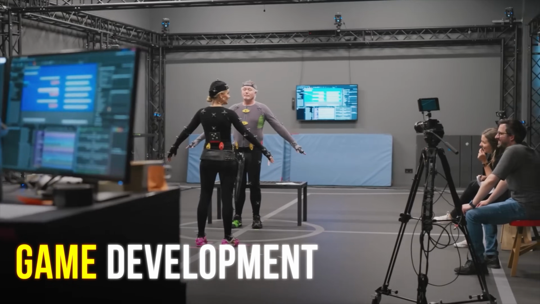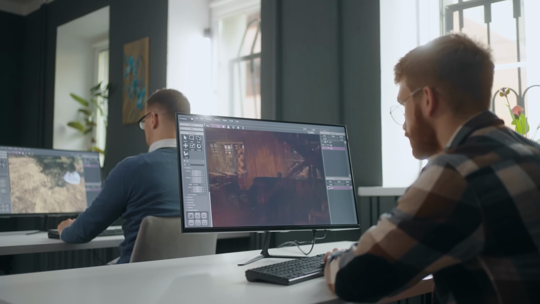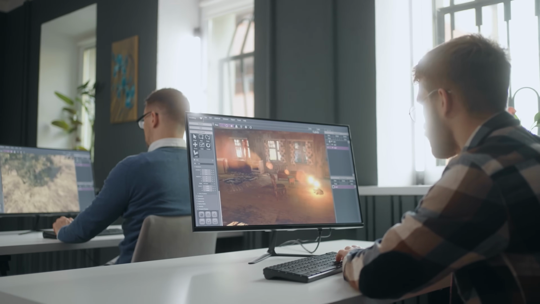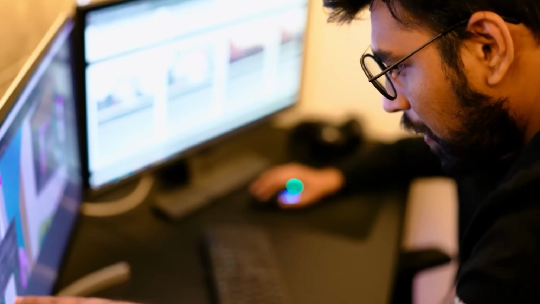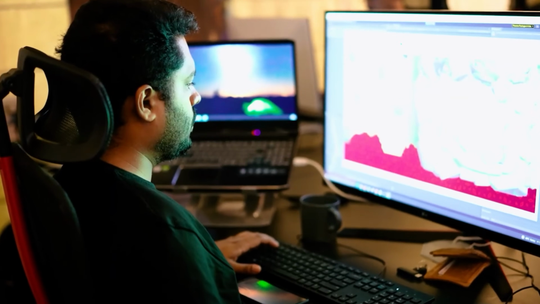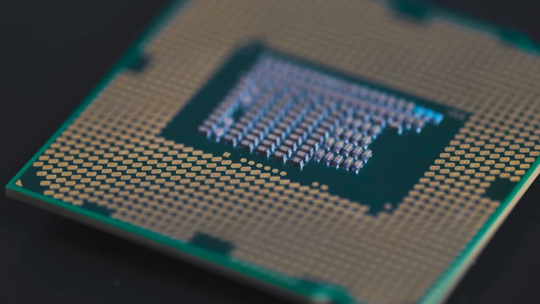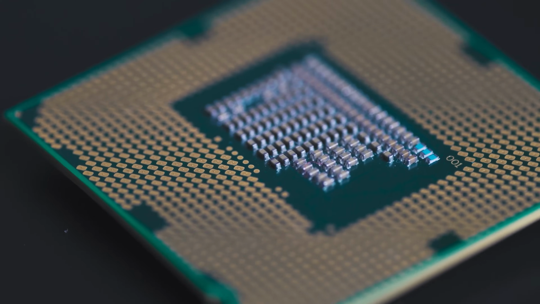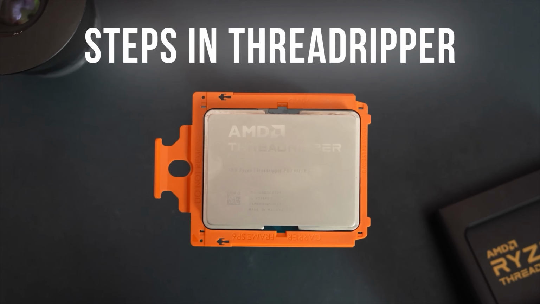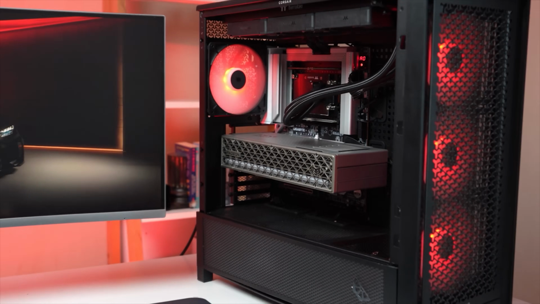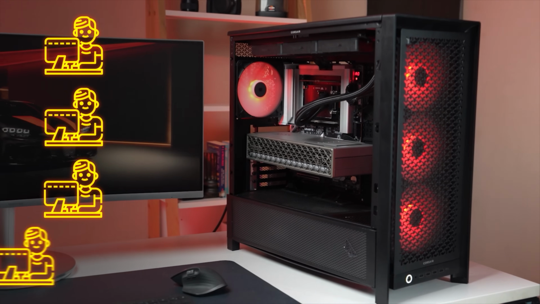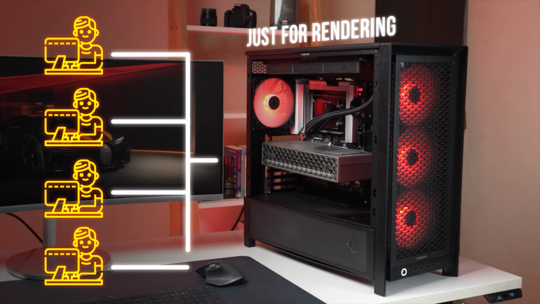Imagine that. Now imagine a game dev studio where multiple people are sitting and working on their section of the game. And then the time comes to test that nightly build. Guess how it's being compiled? Because even today, CPUs are responsible for compiling that code. Steps in Threadripper.